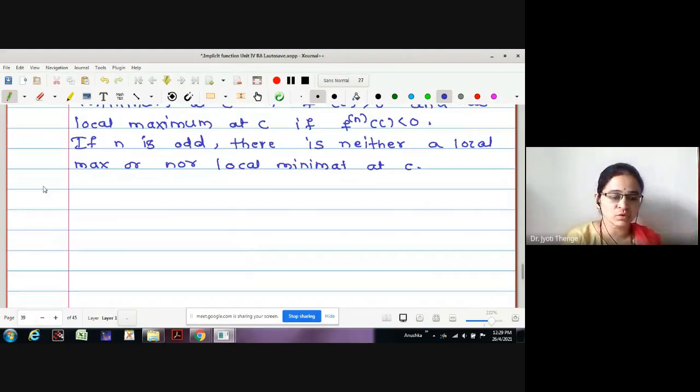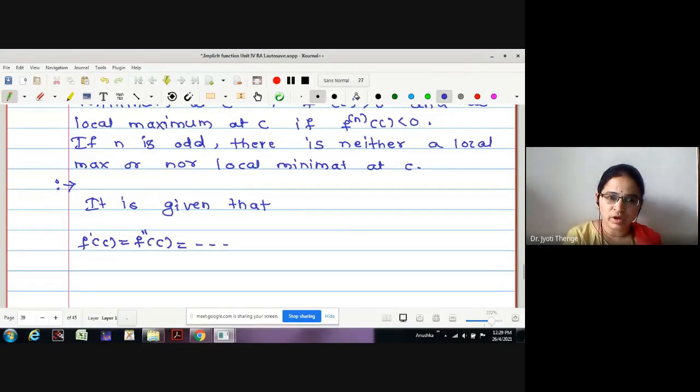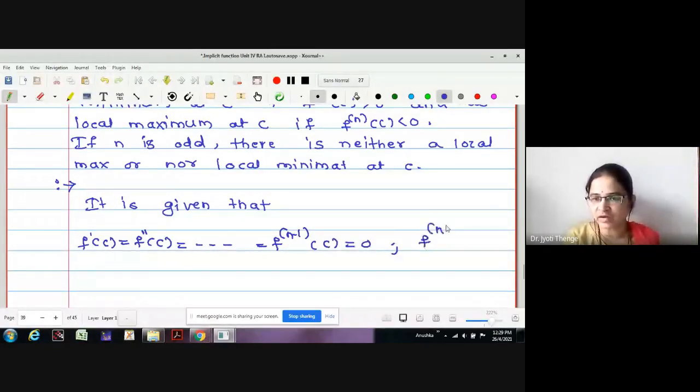For proving this theorem, we are going to use Taylor's formula. I hope you remember Taylor's formula. Let me start with the given information. It is given that f dash of C, f double dash of C, till the (n minus 1)th derivative at the point C are equal to 0, and the nth derivative at the point C is not equal to 0.